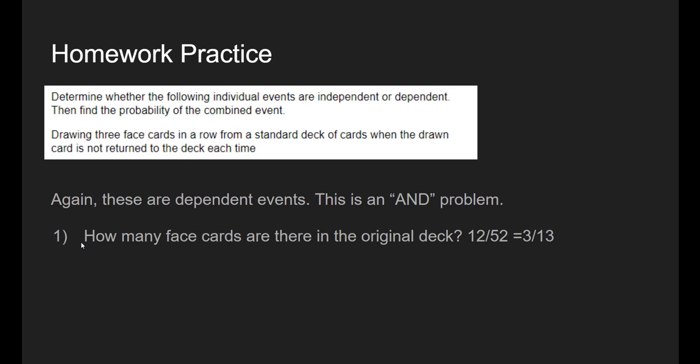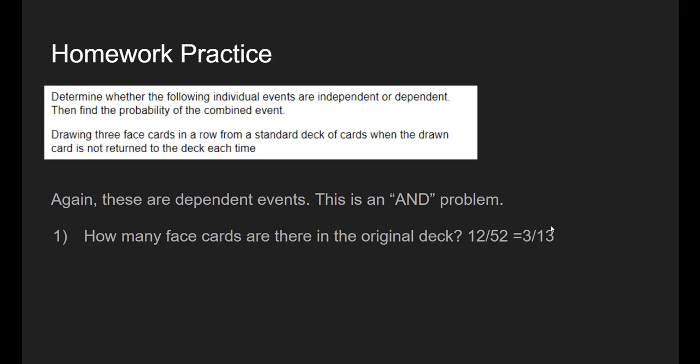So for the first draw, there are 52 cards in the original deck, and there are 12 face cards. 12 out of 52, if you divide 12 by 4 and 52 by 4, you get 3 over 13. 4 over 4 cancels to give us 1. So there are 52 cards in the deck, 12 of those are face cards from the initial deck. The probability of drawing a face card as the first card off of a fresh deck would be 3 out of 13.